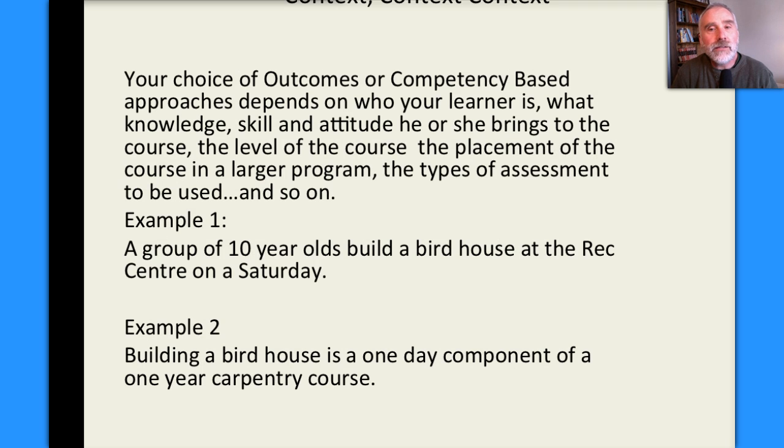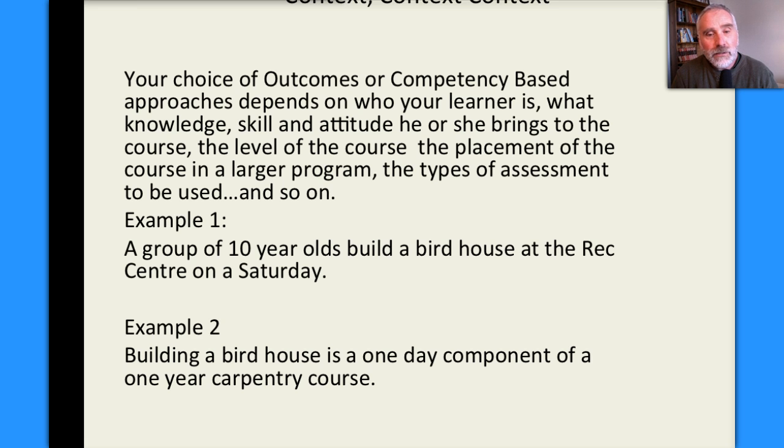So, the choice depends, as it says here, on who your learner is, what knowledge, skill, and attitude he or she brings to the course, the level of the course, as far as novice to advanced goes, the placement of the course in a larger program, types of assessment to be used, and on and on. It's context, context, context. So for example, a group of 10-year-olds build a birdhouse at the rec center on a Saturday. That could be an outcomes-based course because of the context that the kids are building it in. The outcome is the built birdhouse.